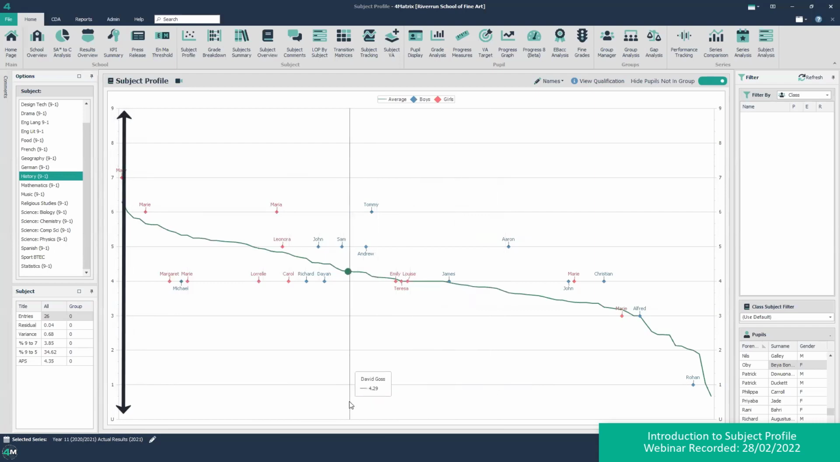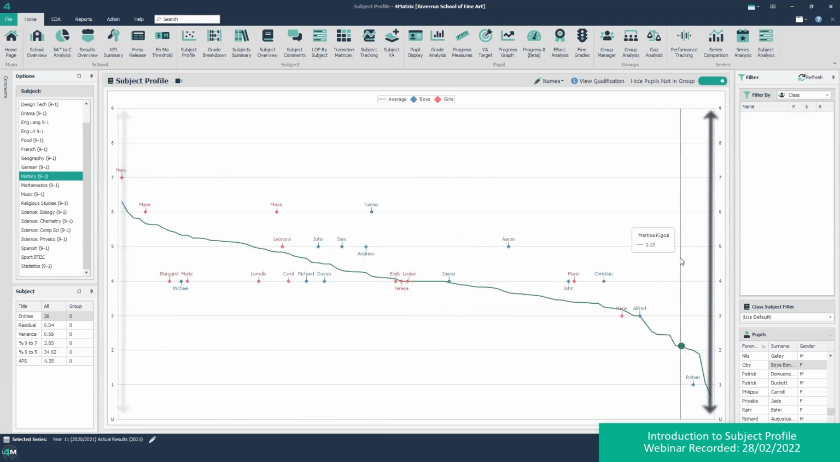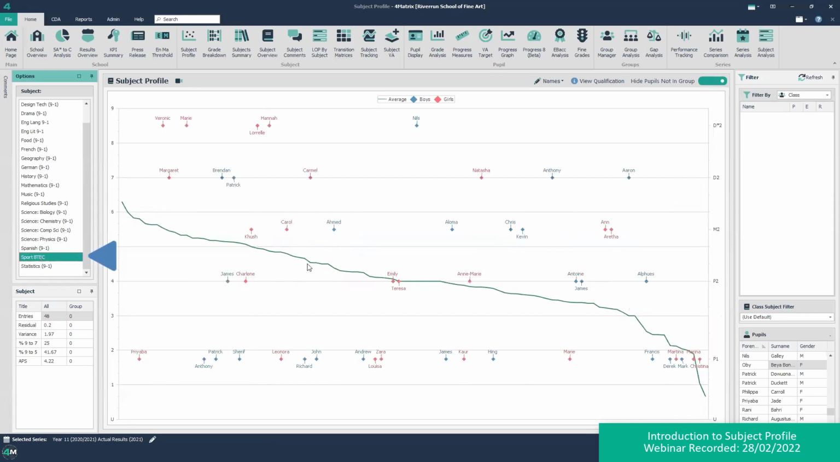The left y-axis is fixed to the 9 to 1 grading points for reference, and the right y-axis is dynamic in that it will show the correct grades for the selected qualification subjects, which means the right axis could also be 9 to 1, or it could show a strategy of vocational grading such as DMP. So if I select Sport BTEC, you can see that axis changes to represent the grade values of that particular subject.